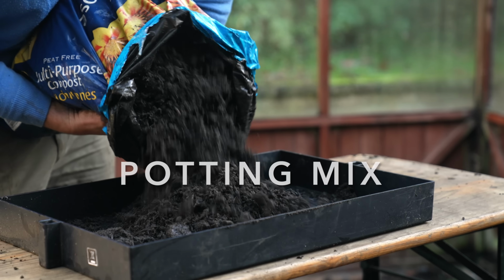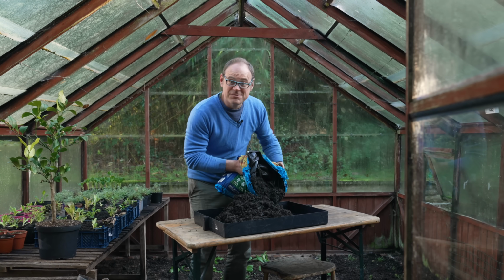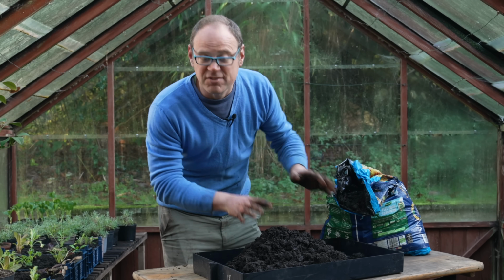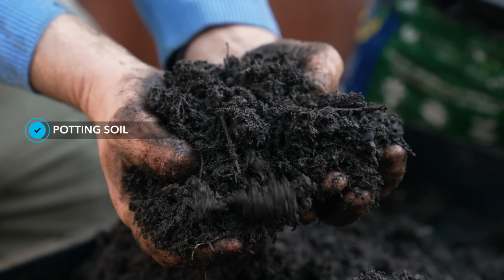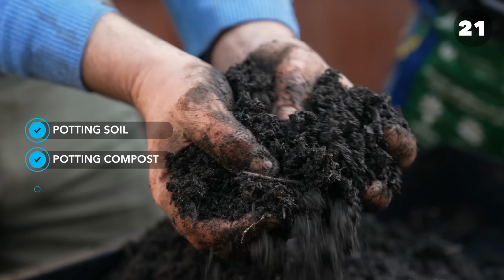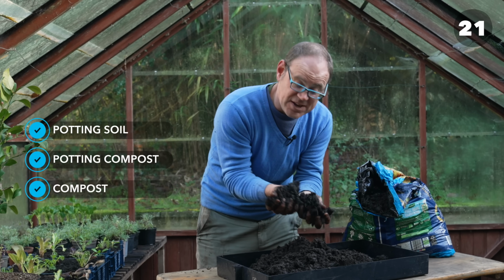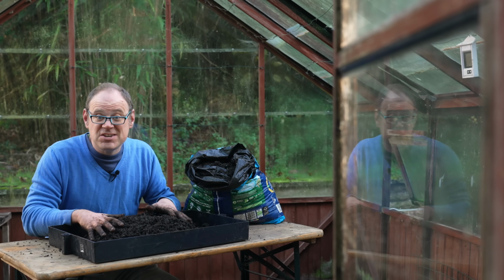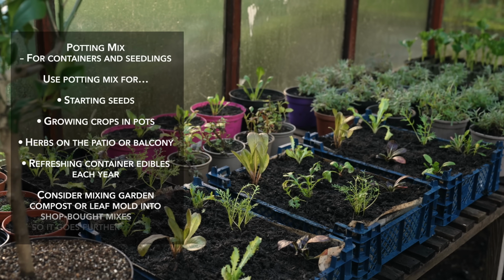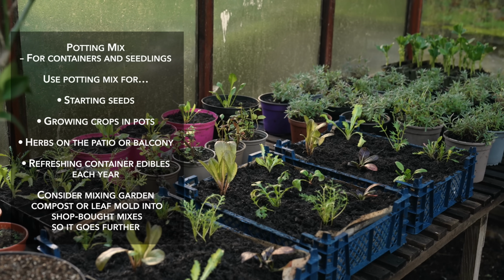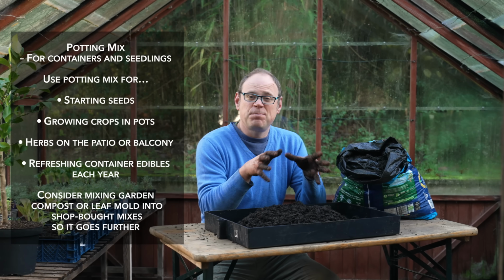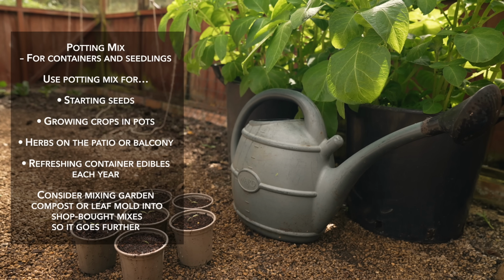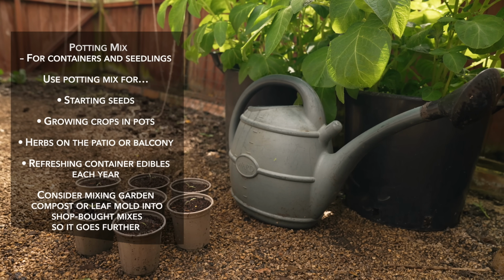Next up, potting mix. Now, this is where things can get a little bit confusing. Depending on where you are in the world, you'll know this as potting soil, potting compost, or simply compost. But this is a very different beast from the garden compost we looked at earlier. Potting mixes are specially formulated for plants growing in any kind of pot, tray or plug tray, for example. And that's because plants in any type of container need something that's nice and light and airy, that retains moisture yet is still free draining.